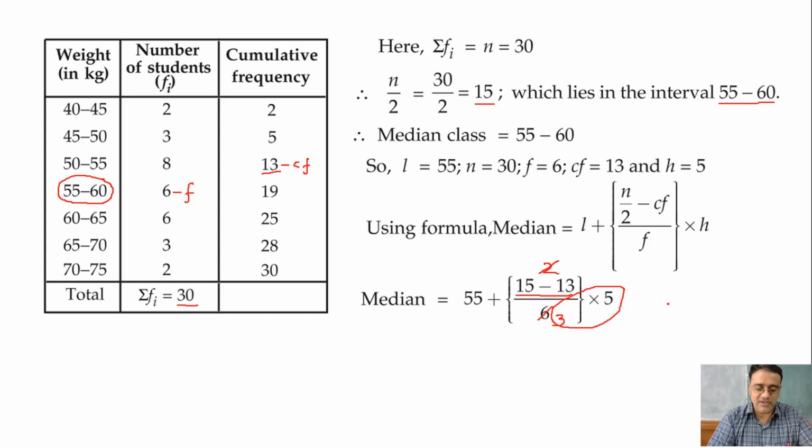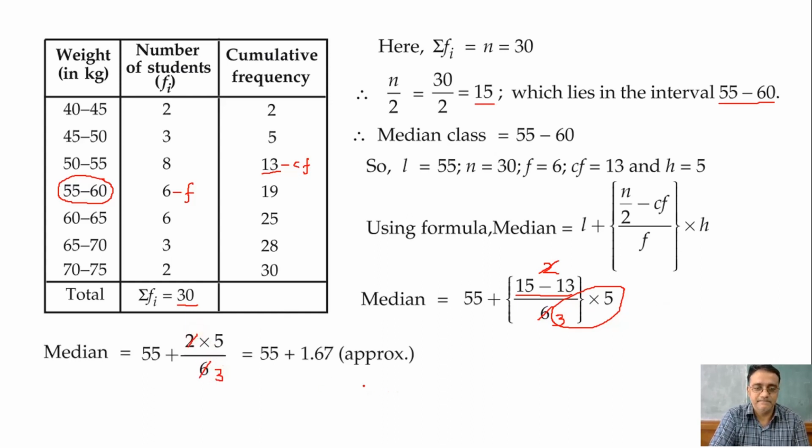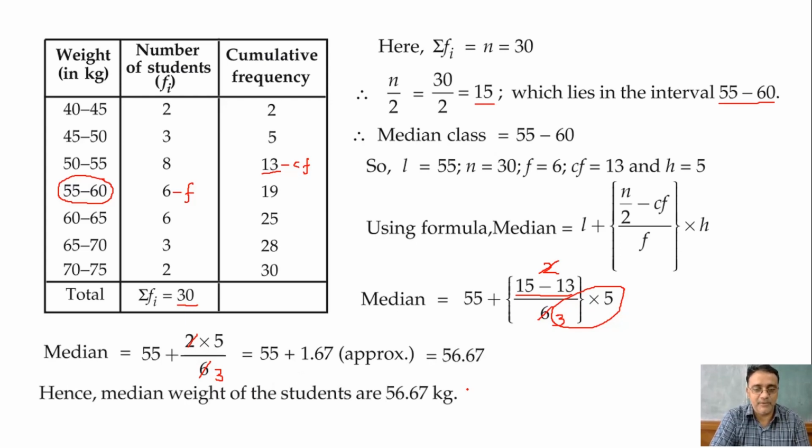What is 5 by 3 approximately? 1.67. देखो ध्यान से. 1.67. So finally we'll get 56.67 approximately. Hence the median weight of the students are 56.67 kg. Any doubt in this question? No, sir. ओके. सो ये लास्ट क्वेश्चन था एक्सरसाइज का.